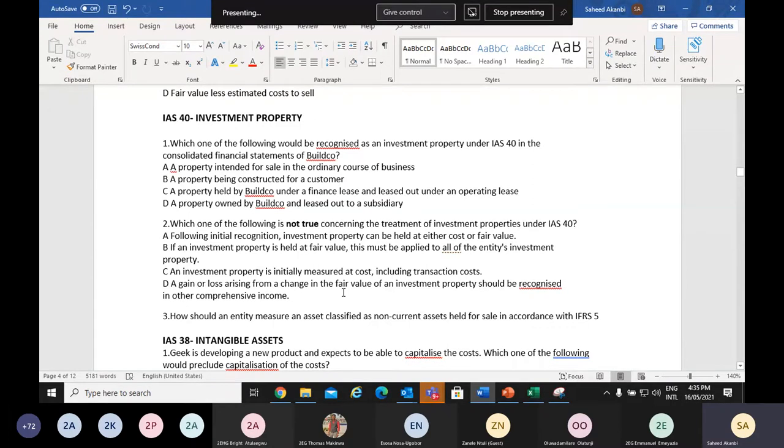Investment property. That's the next topic I want to treat. Okay. Let me ask a question. I'm asking the class this question. If I have furniture with an intention to rent it out to people and collect rental income. That's the purpose of those furniture. In my financial statement, what would be the classification of that furniture?